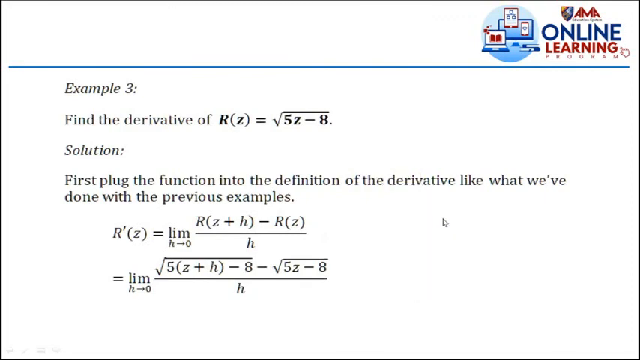Next, we have your D. Last example na ata to, no? Find the derivative of r of z is equal to the square root of 5z minus 8.